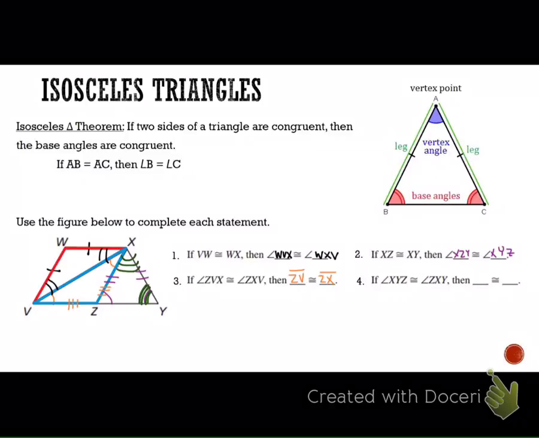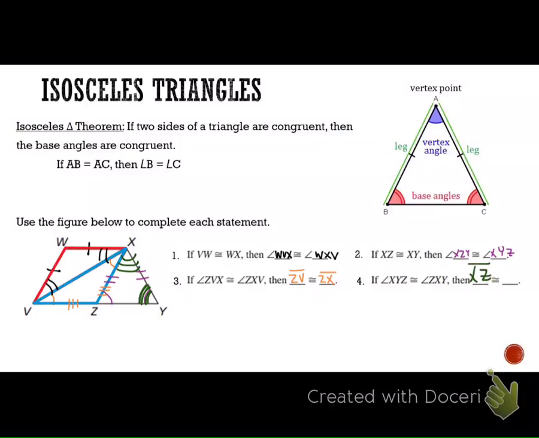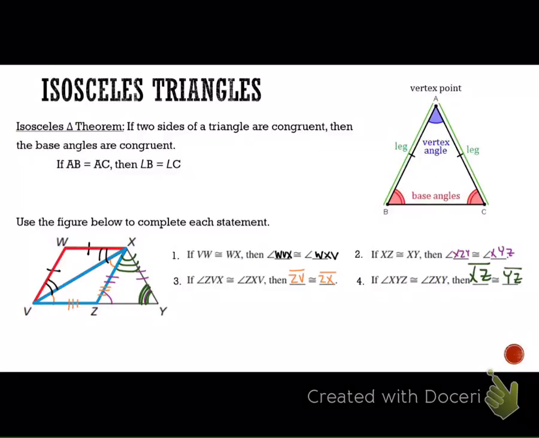What 2 sides are congruent, Abby? If these are my congruent angles, what 2 sides are congruent? Be careful. These 2 are the angles, so think opposite. Which side is opposite this one? XZ. And what is opposite of this one? There you go. So look at this and see what questions you have.